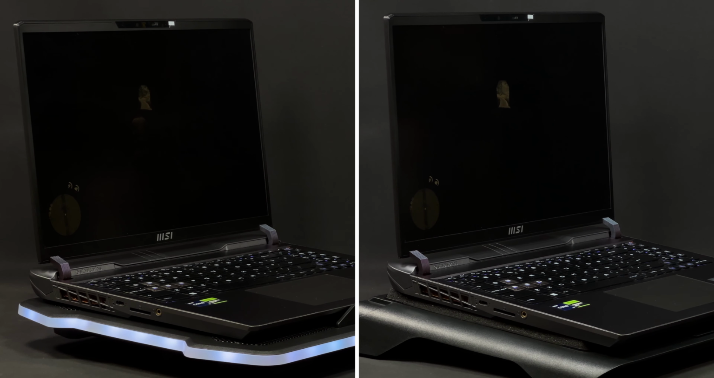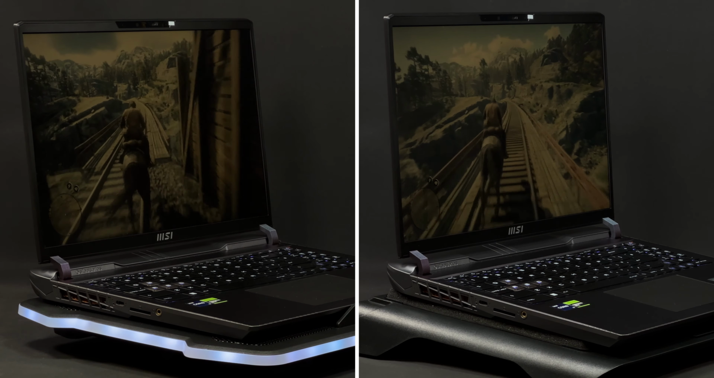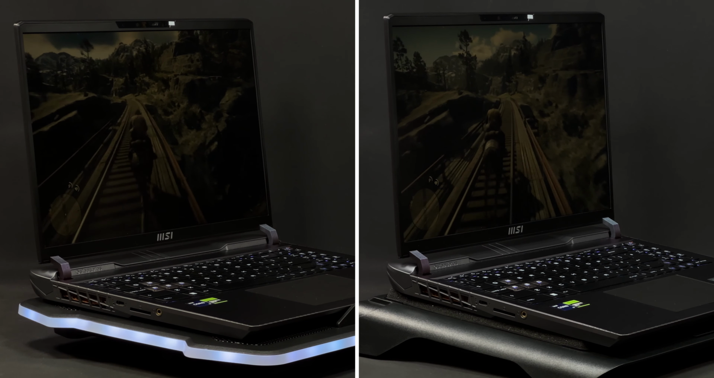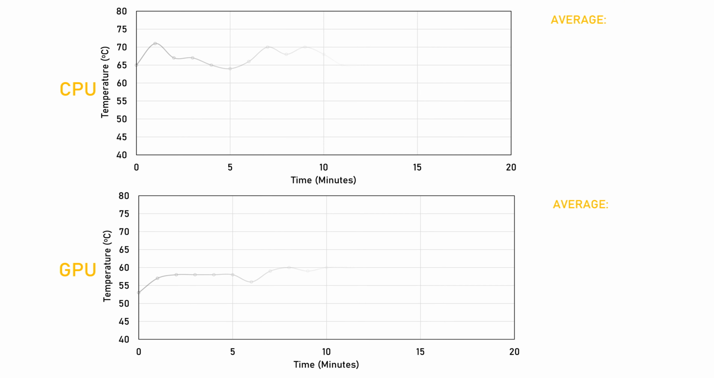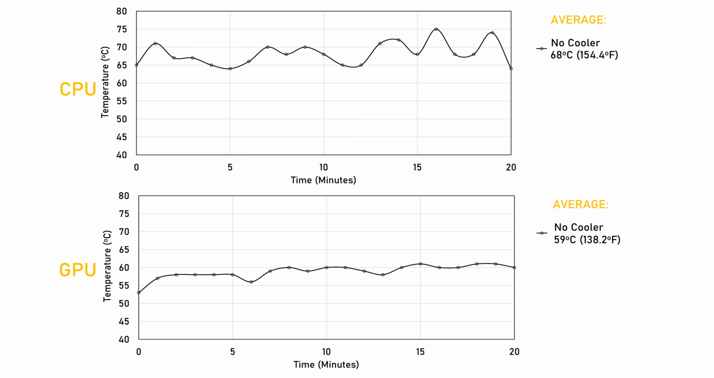During the test, the cooling pads were set to the same height and were set to their maximum speed. The ambient room temperature was also measured and remained constant throughout the test. The results of the test show that the laptop without a cooling pad operated with an average CPU and GPU temperature of 68 degrees and 59 degrees Celsius, respectively.